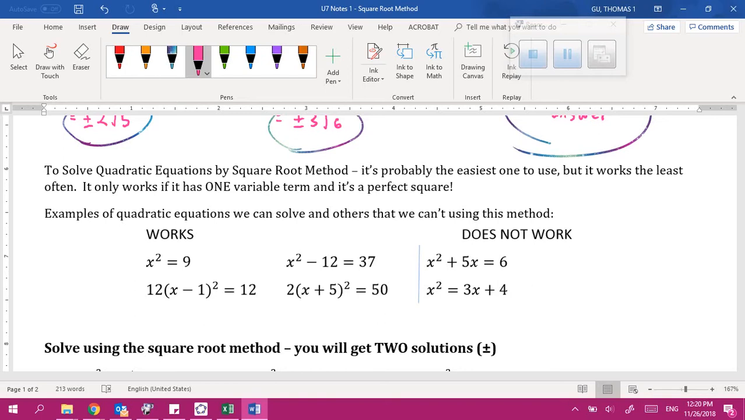Like x squared equals 9. There's just one variable term. X squared equals 9, that works with the square root method. X squared minus 12 equals 37, that's also going to work. All of these on the left are going to work. But on the right, we see x squared plus 5x equals 6. That's not going to work. And x squared equals 3x plus 4 is also not going to work. Can you guys recognize why those equations on the right side will not work for the square root method, based on what it says right here?